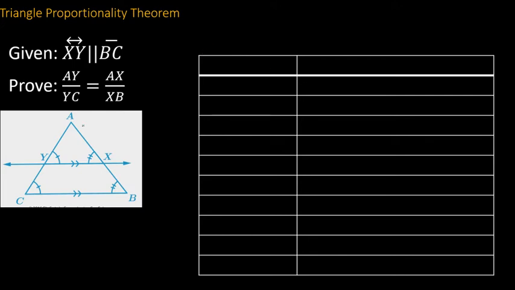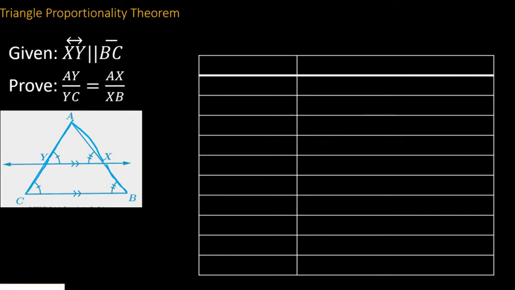So we're trying to prove this theorem. So again, I'm given this triangle, and I know that my line XY is parallel to that third side of the triangle BC. And they want me to prove this particular proportionality. They want me to prove that if I take the measure of AY and I divide it by YC, then that would equal AX divided by XB. Okay? Again, AY over YC is equal to AX over XB. This is that proportionality that I am trying to prove.